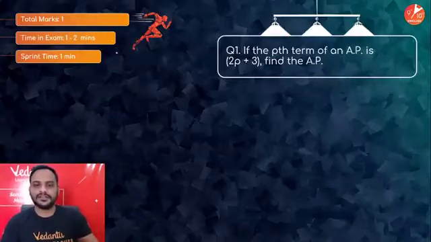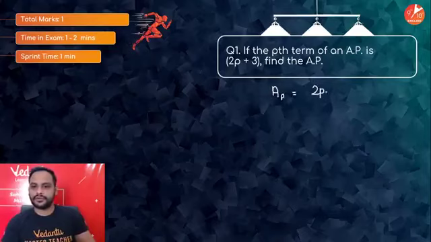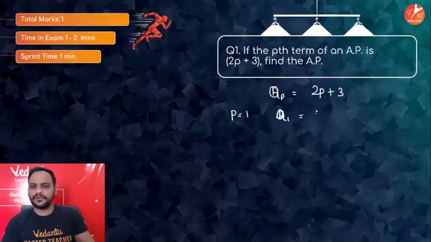All right, now let us start with the questions. The first question is, if the pth term of an AP is 2p plus 3, find the AP. So the pth term of an AP is equal to 2p plus 3. So for different values of p, I will get the AP. If p equals 1, the first term, a1, will be 2 into 1 plus 3, which is equal to 5.